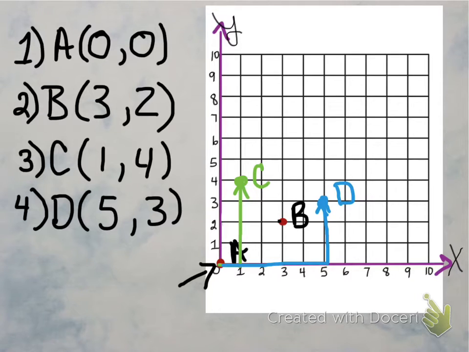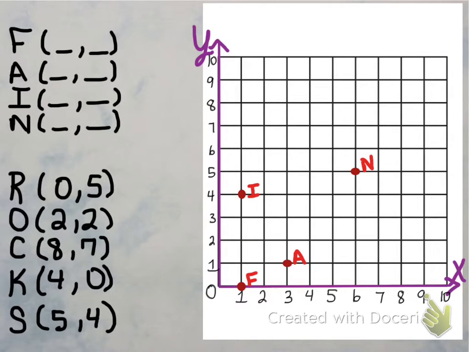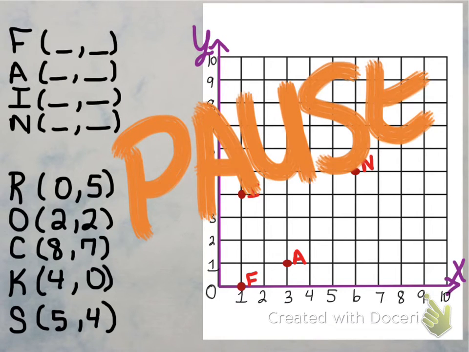Now it's time for some on your own. All right, to do your work, you will need to set up another coordinate plane as you see here with these points. You are going to name the points F, A, I, and N, and plot points R, O, C, K, and S on your coordinate plane. Once you've got that set up, please pause the video and come back once you're finished to see how you did.